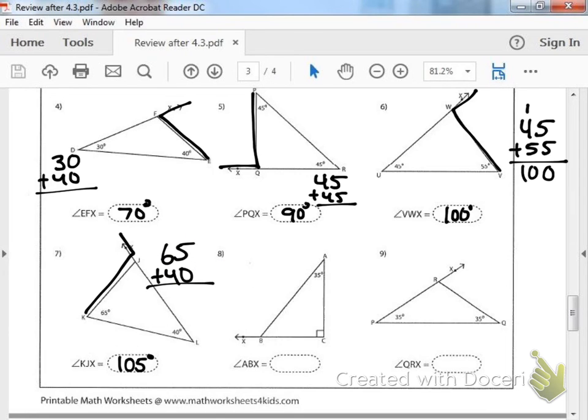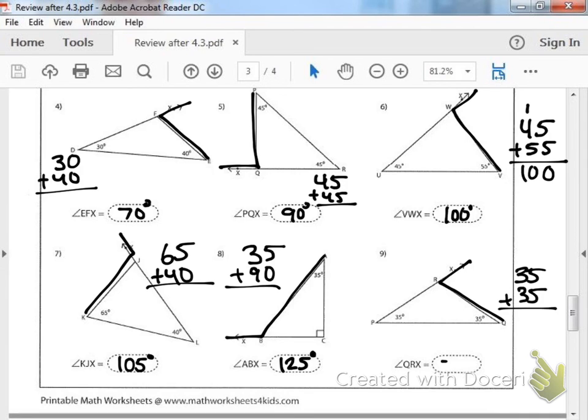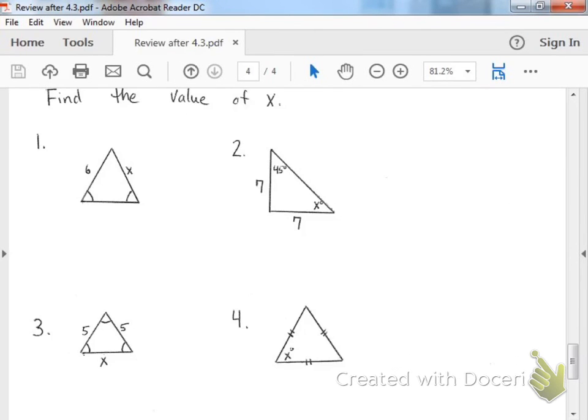Oh. All right, over here we have ABX, exterior angle again. 35. So 35 plus 90, 125. And number 9, QRX. Wonderful. What are your questions? 170. Oh, that's the answer.